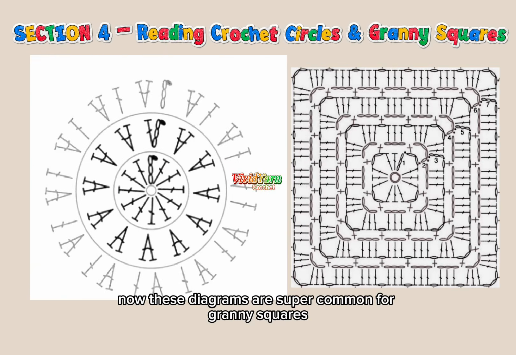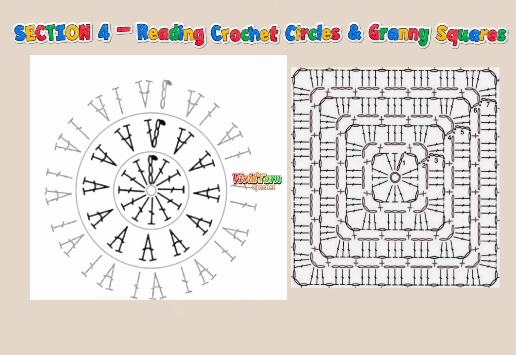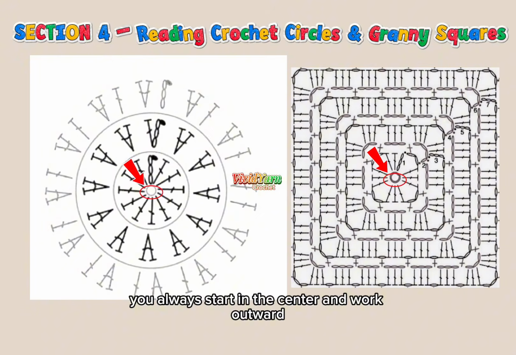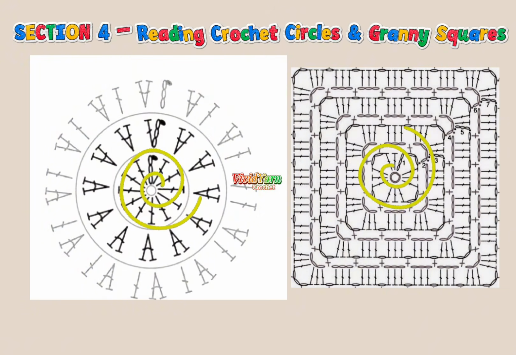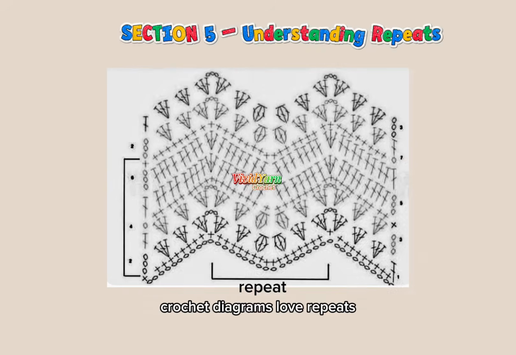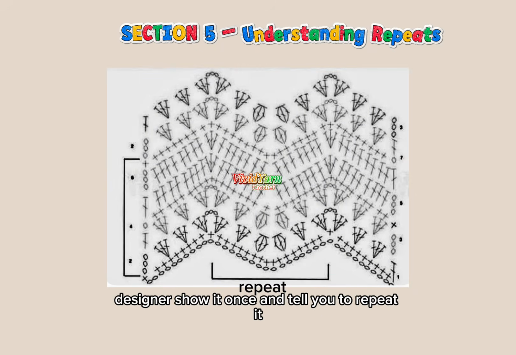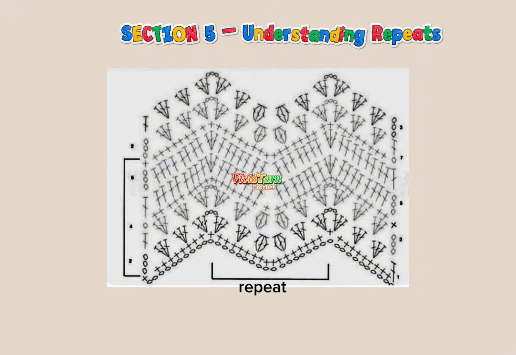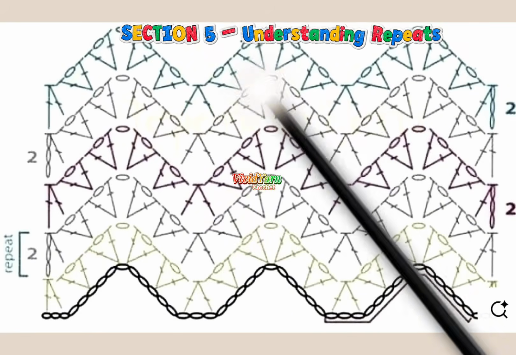Now these diagrams are super common for granny squares, mandalas, doilies, hats, and amigurumi. You always start in the center and work outward. And most patterns move counterclockwise. Crochet diagrams love repeats, because instead of drawing the same thing 20 times, designers show it once and tell you to repeat it. So if this section repeats 6 times, you'll crochet it 6 times around.